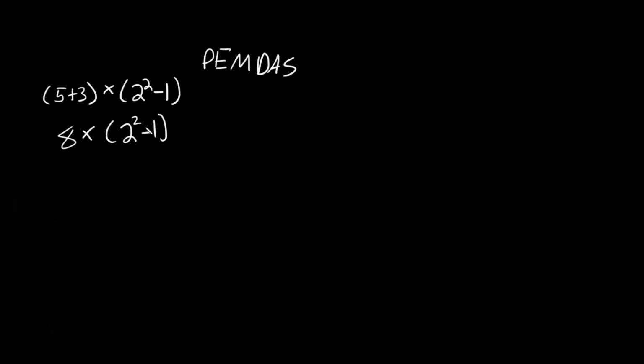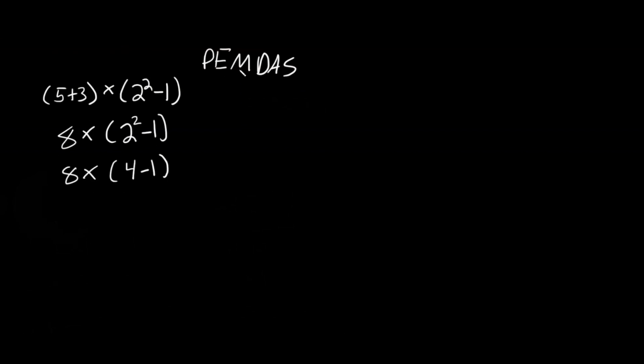And now we're looking for more parentheses, which it looks like there is some here. And then we're going to look for parentheses within the parentheses, or we're going to evaluate PEMDAS within the parentheses. So there's no extra parentheses in here, but there is an exponent, so we can rewrite this expression as 8 times, let's see, 2 squared is the same thing as 2 times 2, which is the same thing as 4. And we're still subtracting 1 here.